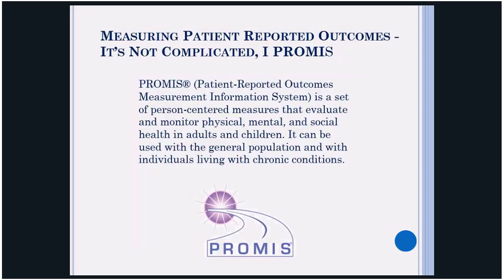When you measure patient-reported outcomes, what we've done in the PKU project, for example, is we've used the PROMIS measures, and this resource will be provided to you on our website. PROMIS is the Patient-Reported Outcomes Measurement Information System, a set of person-centered measures that evaluate and monitor physical, mental, and social health in adults and children, and you can use it with the general population or individuals living with chronic conditions. If you go to their website, you can look up different types of measurements that have been validated. As we discussed, that's an important criterion to know that it's a reputable tool.